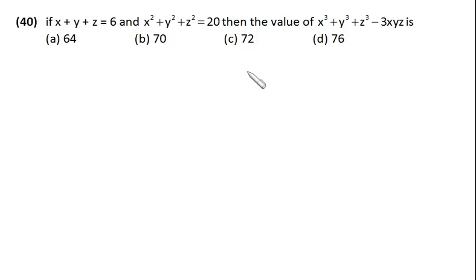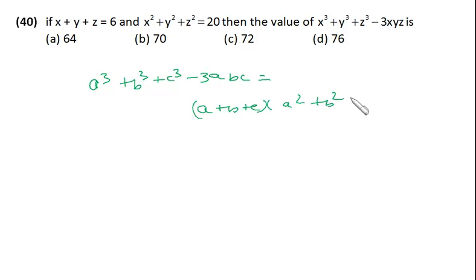Now this problem is pretty simple. Whenever you see this a cube plus b cube plus c cube minus 3abc, just try to recall this format. It is a plus b plus c into a square plus b square plus c square minus ab minus bc minus ac, right? Now we wish to have the value of this expression, x cube plus y cube plus z cube minus 3xyz. Precisely we want this, right?